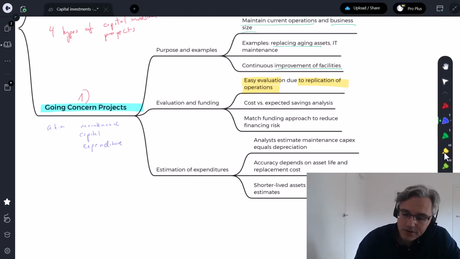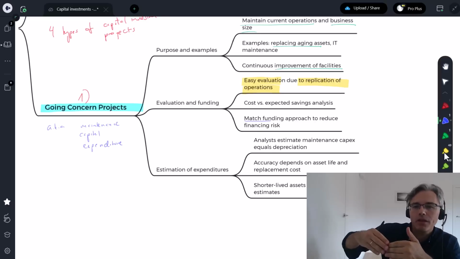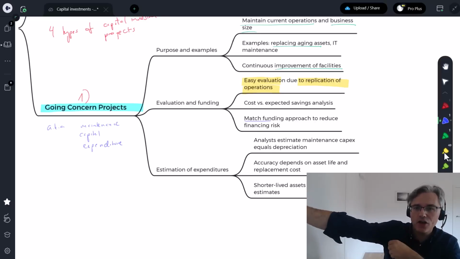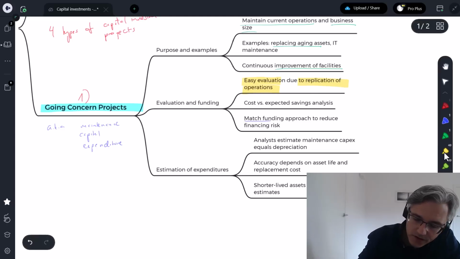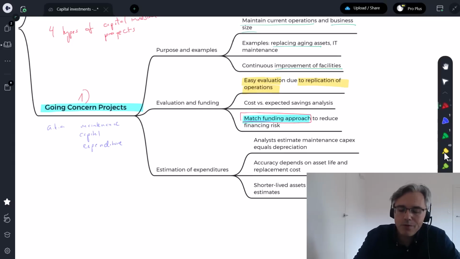And when it comes to funding these projects, what often happens is matching the funding with the lifespan of the asset. This is known as the match funding approach. This is a term which may be beneficial to write down or in some way highlight: the match funding approach.